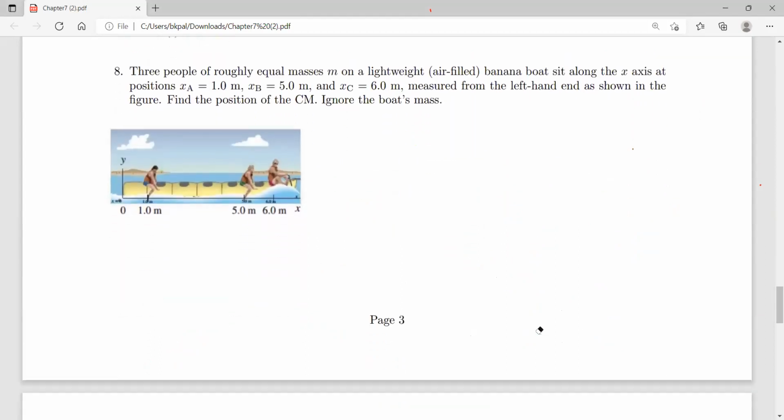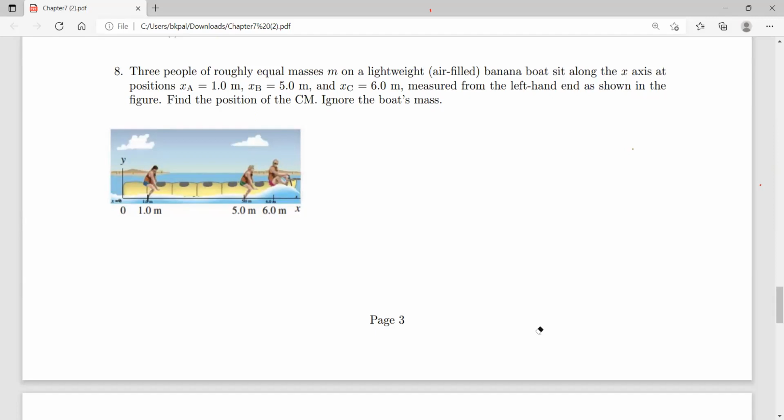All right, so the next three problems are basically for the center of mass. So here we'll do 8, 9, 10, 11. So the next four problems are basically where we are going to use the equation of the center of mass. Okay, so here we have 3 persons, and 3 persons can be thought of as three different objects.